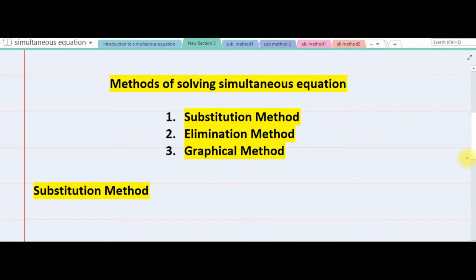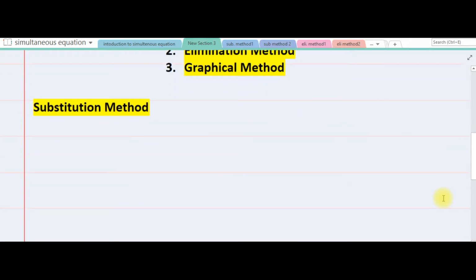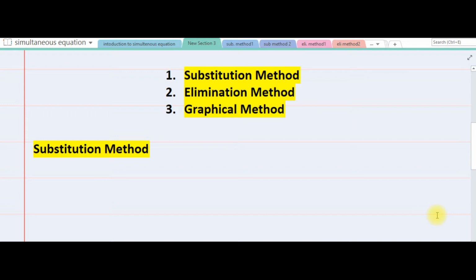So the first one is substitution. All simultaneous equations can be solved using the three methods, but there is one that solves faster than the others. Like substitution, we normally use it if you notice that the coefficient of any of the variables is plus or minus 1. It's easier to solve using the substitution method.